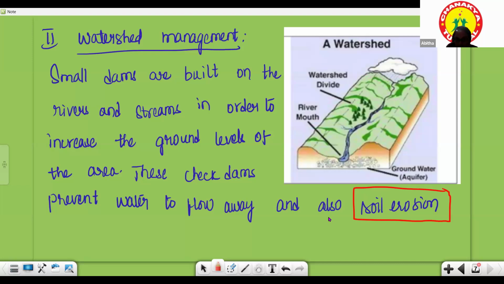Please read what is watershed management. Watershed management. Small dams are built on the rivers and streams in order to increase the ground level of the area. So these check dams prevent water from flowing away and also soil erosion.